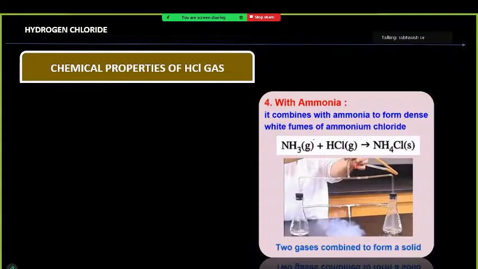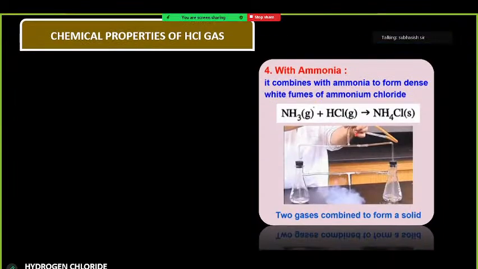With ammonia gas, this is the identification test of HCl, where in the presence of ammonia gas, it reacts with ammonia. Two gases react with the formation of a solid. Two gases combine to form a solid. This is an example of that type of reaction where the ammonia gas and the HCl gas react with the formation of ammonium chloride.